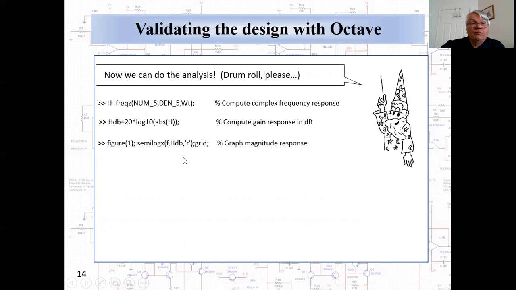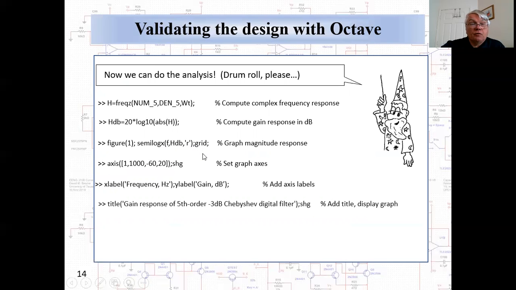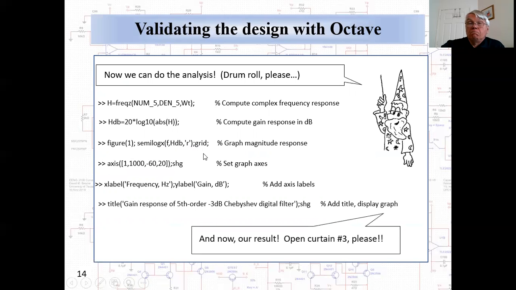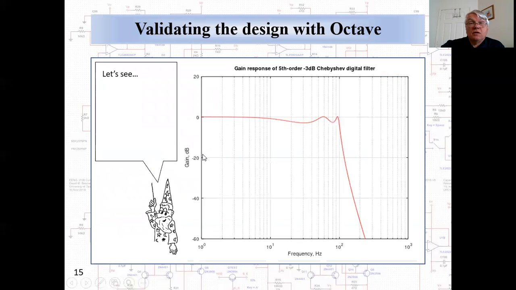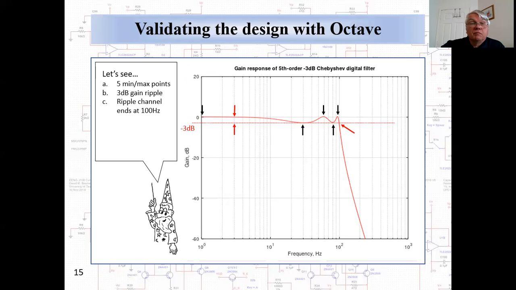And then we'll put up a figure. We'll do a semi-log x plot where we have frequency plotted on a logarithmic x-axis and the gain in decibels on a linear axis. And we'll adjust the graph axes, and we will add X labels, Y labels, and a title. And now, let's see our result. This is what we got from FREQZ. Let's see if there are 5 min and max points within the ripple channel. We do have 3 decibels gain ripple. And the ripple channel does end at 100 Hertz. It looks like we have a fifth order 3dB Chebyshev response.